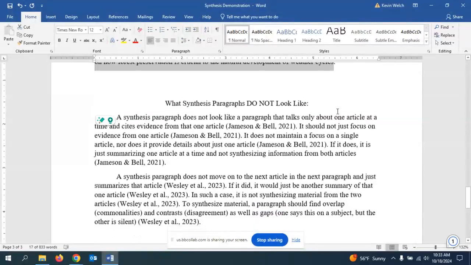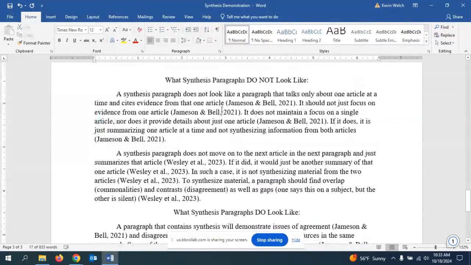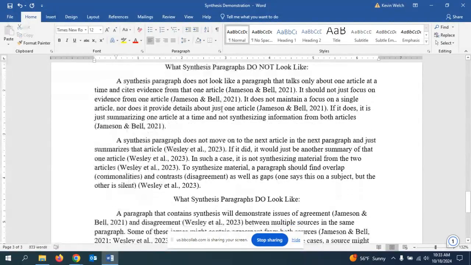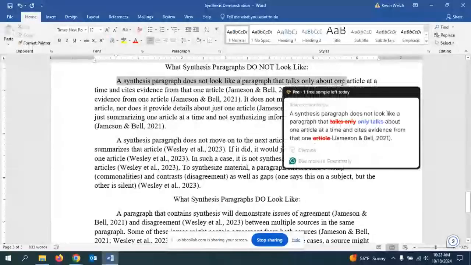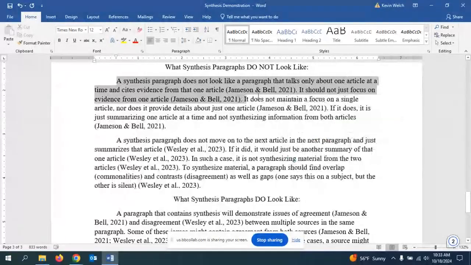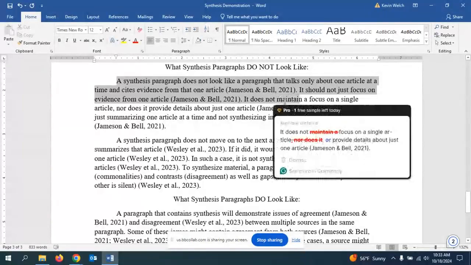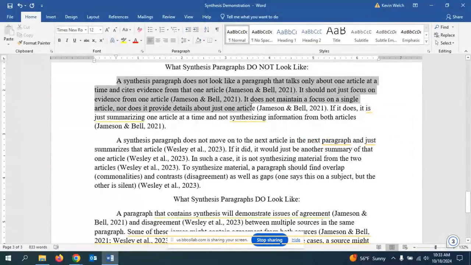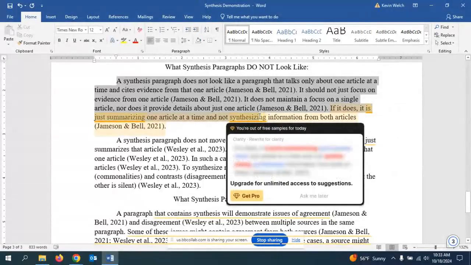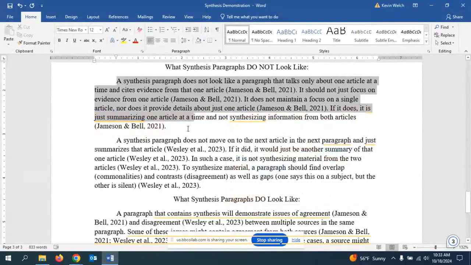Now, here's what synthesis paragraphs do not look like. A synthesis paragraph does not look like a paragraph that talks only about one article at a time and cites evidence from the one article. It should not just focus on evidence from one article. It does not maintain a focus on a single article, nor does it provide details about just one article. If it does, it is just summarizing one article at a time and not synthesizing information from both articles.